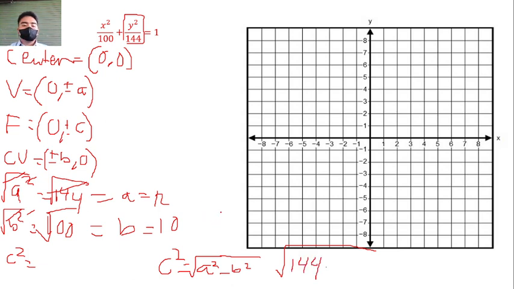Then, minus B squared. What's B squared? It is 100. Okay. So, in that case, 144 minus 100, what's the value? It is 44. Of course, this radical still has to be simplified.